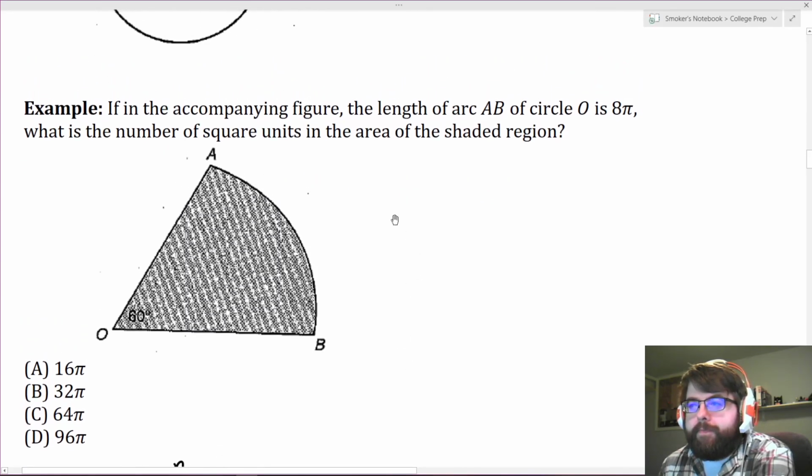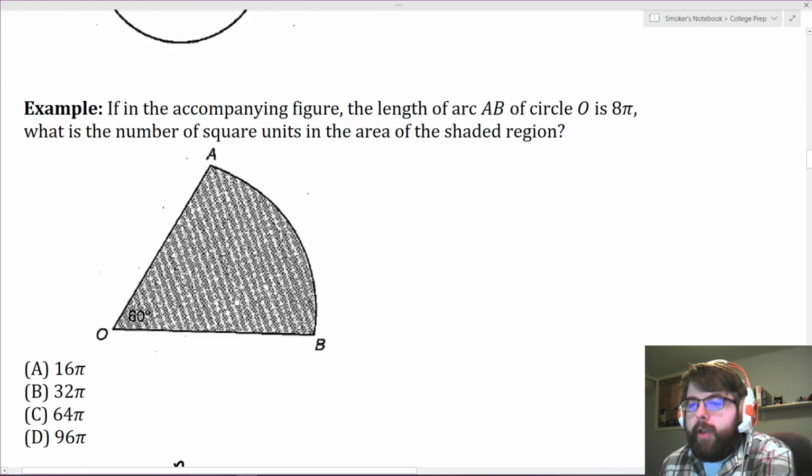Okay, so we have this picture. It's 60 degrees in there. It's a little hard to see. In the accompanying figure, the length of arc AB of circle O is 8 pi. Okay, the length of the arc AB is 8 pi. What is the number of square units that the area of the shaded region is?